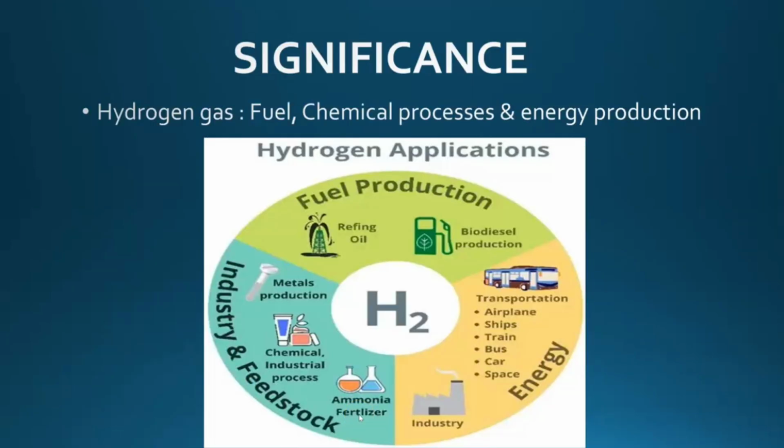Now, what is the significance of this? Why do we need hydrogen and oxygen gas? Why do they need to be separated from the water? Because hydrogen gas is used as a fuel, and also it is used in chemical processes as well as in energy production. This hydrogen gas is considered a renewable energy resource. It is used as a fuel because it does not pollute the air when it burns. And also the production of hydrogen gas is cheaper. So economically we can produce this hydrogen gas.